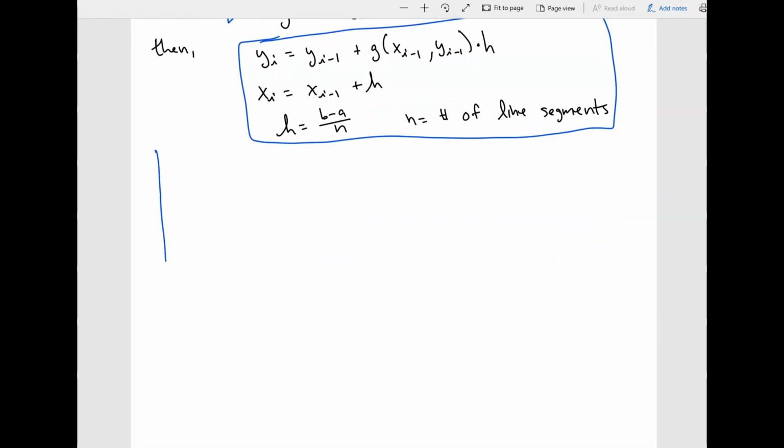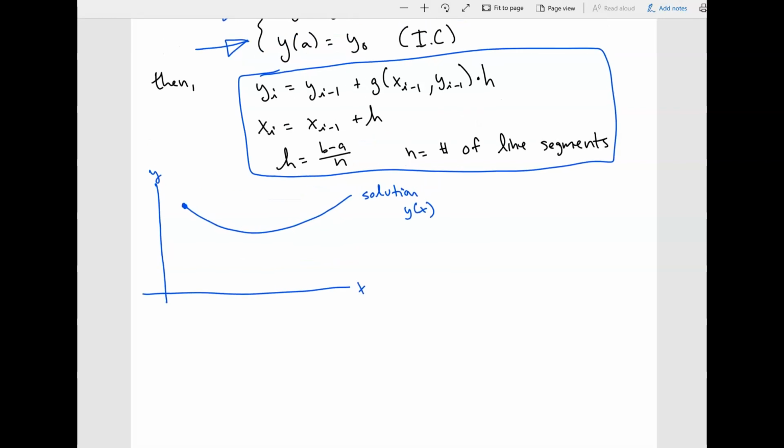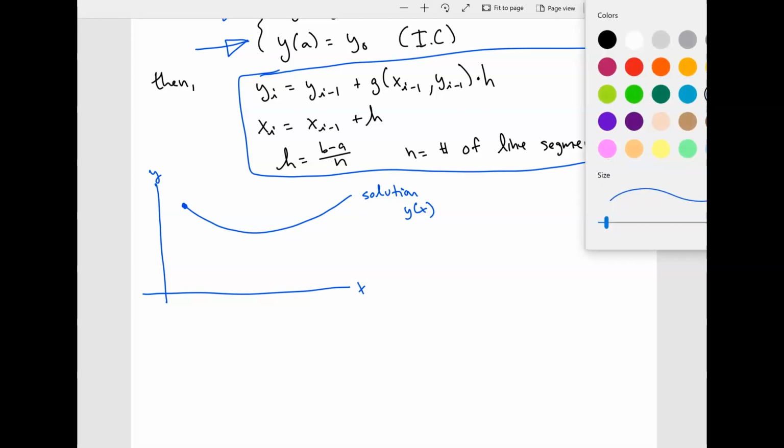So let's start off first with the solution. Let's say this is x and this is y. Let's say we start here, and let's say this is my solution. So this is the solution to this differential equation, just y of x. We're trying to figure out what this blue line is. But now I don't have the blue one. What I actually have is the red one.